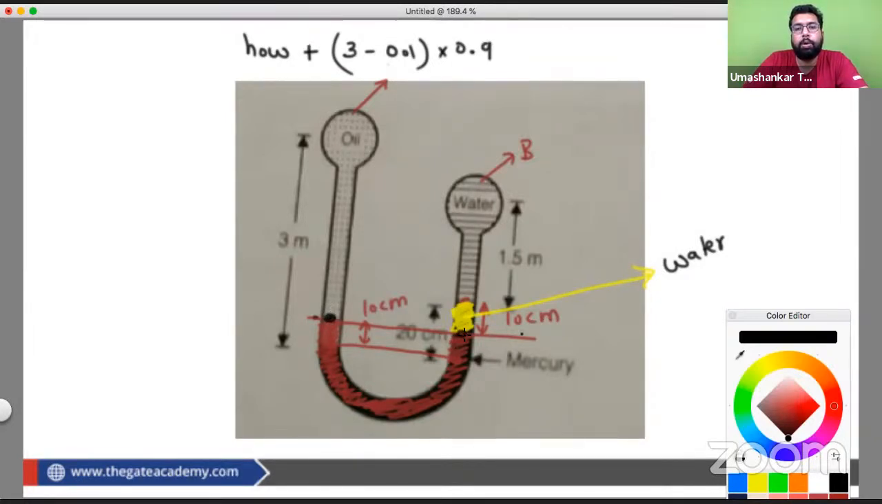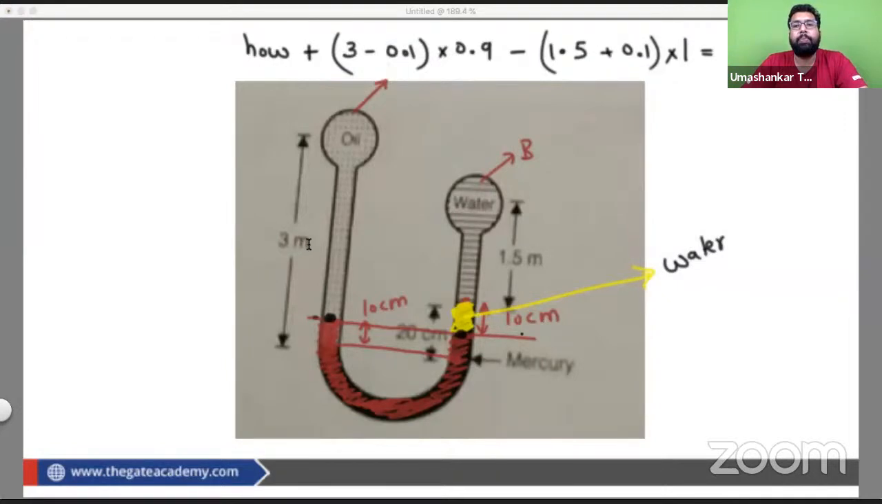Now from this point to this point, mercury is there, and it is the same downward distance and the same upward distance, so nothing to be written. Now from this point we are moving upward, so we must subtract. Previously it was 1.5, now 0.1 shall be added here, and we are moving in water, then we are reaching new HBW. Now the pressure must have changed, so let's call it HBW dash.